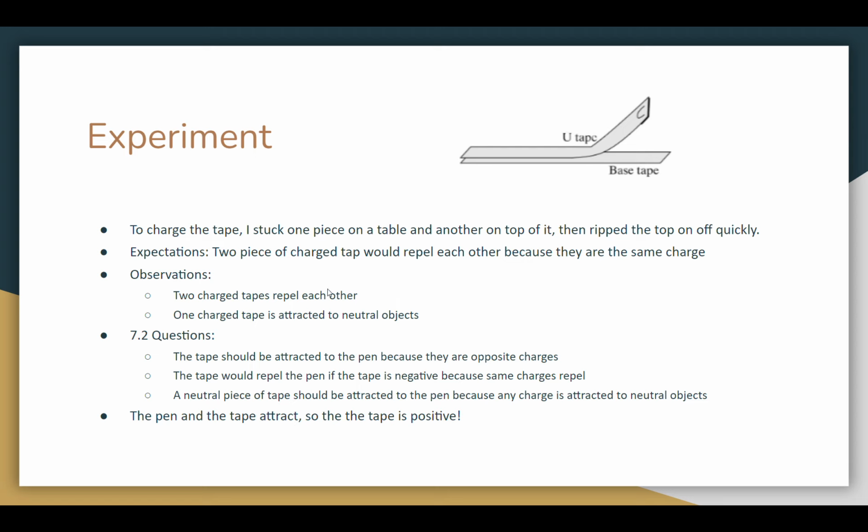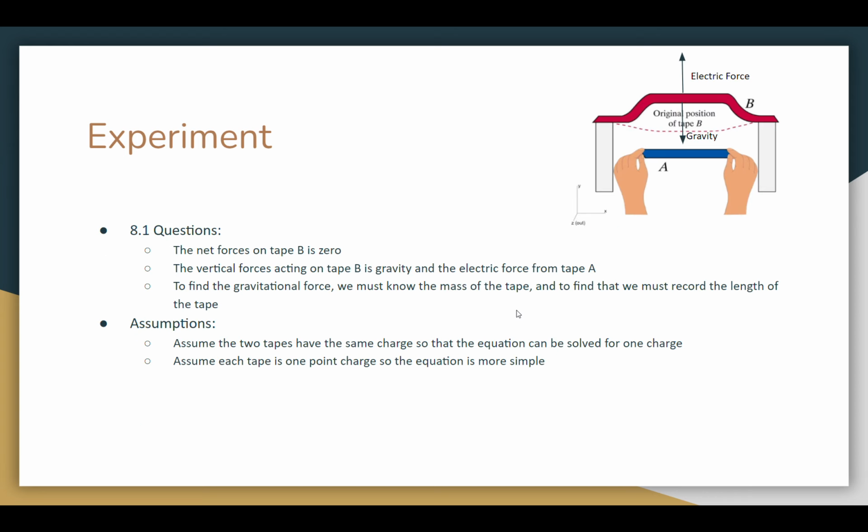If the tape was positive, and since a plastic pen will always be negatively charged, they should attract. And the opposite goes for if the tape is negative, because both negative repel. And a neutral piece of tape should be attracted to the pen, because any charged object is attracted to neutral objects. And the pen was attracted to the tape, and we know that the tape is charged, so the tape is positive. With that information in hand, we have to set up our model here with all of our forces.